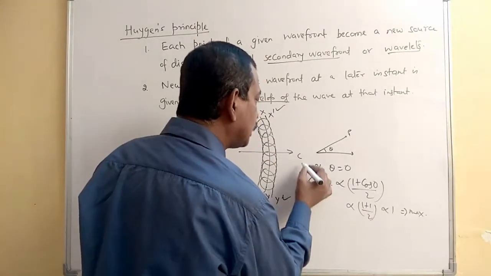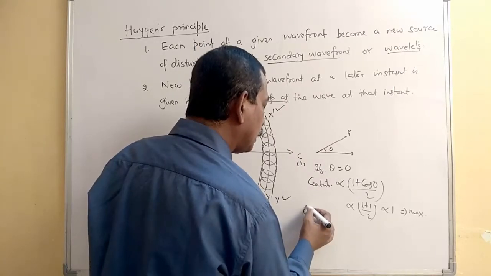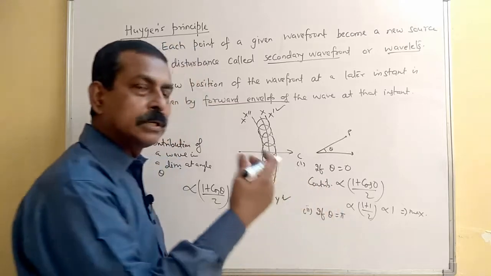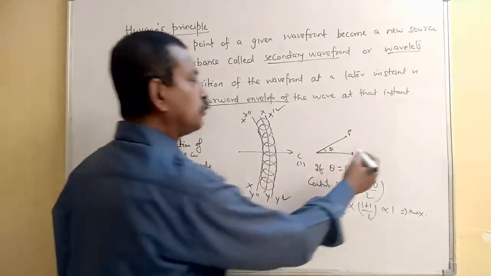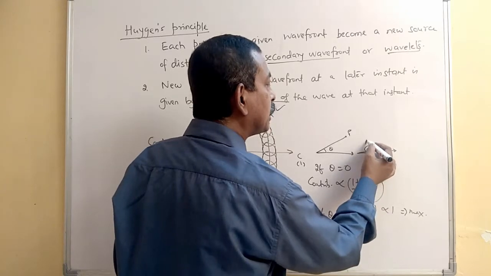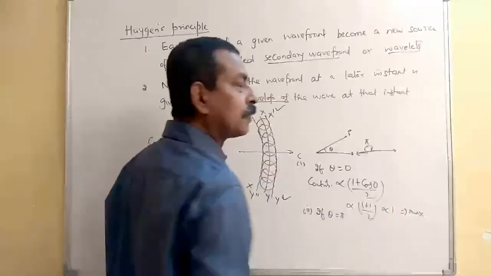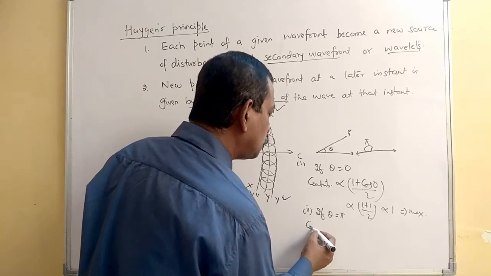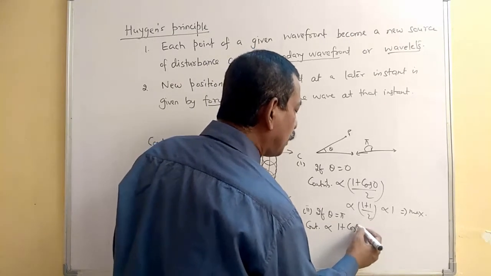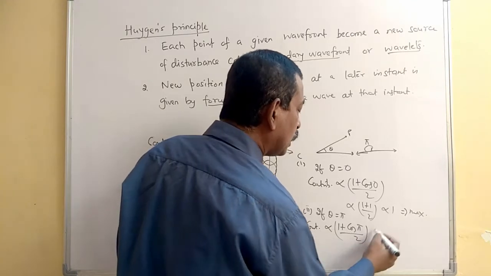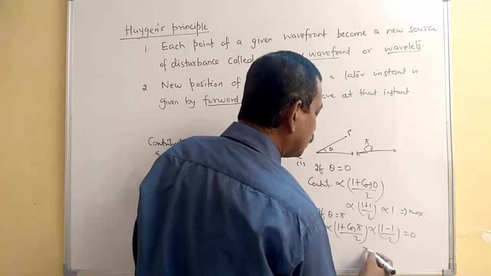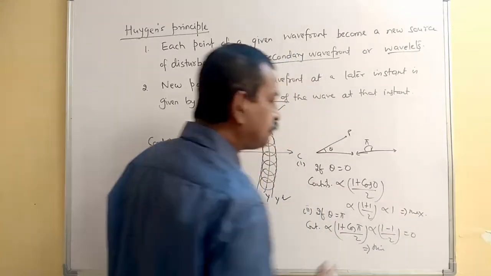Whereas if you consider theta is pi, that means it is the backward direction. Like if you have the wave propagating in this direction and you want to find its position there where the angle is pi, in that case, the contribution will be proportional to (1 + cos pi)/2, which is (1 - 1)/2, or it is 0. So that means it is your minimum.